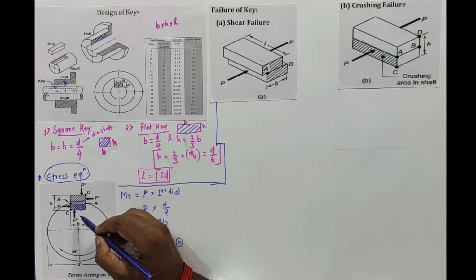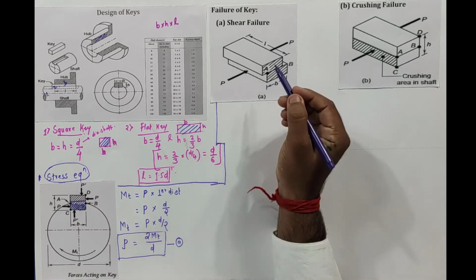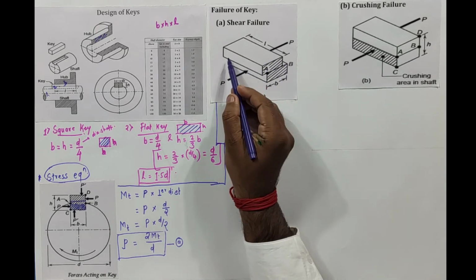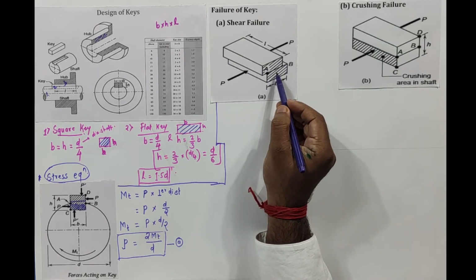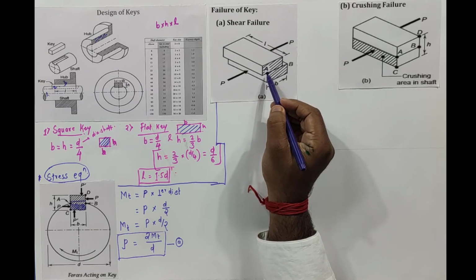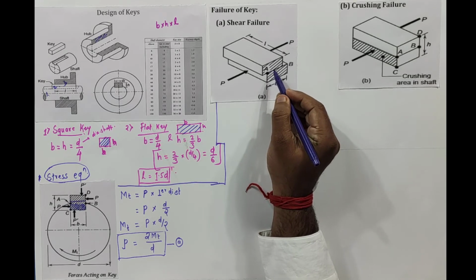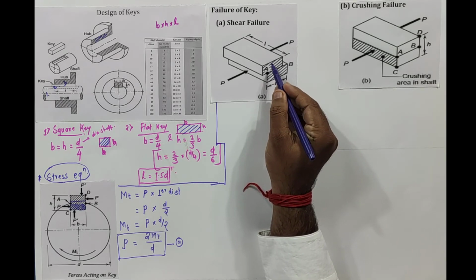So we'll have to consider the second type of failure, that is, compressive failure or crushing failure, which occurs in the keys. We'll see them one by one. Now see how shear failure occurs. This is the bottom part which is included in the shaft, and this is the top part. As I told you, at the time of working, shearing will take place. Therefore shear failure will occur.